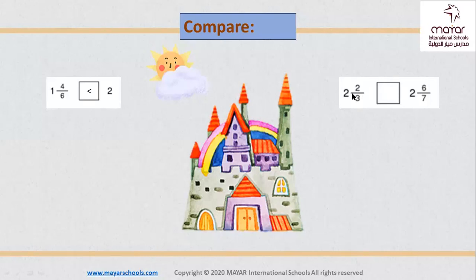And the first number, 2 and what? And 2 with 7 is 14. So we have the first one 14, the second one 18. Which one is bigger? 18. Excellent. 2 and 6 out of 7 is in. Who wants to make the third one? Dana Al-Hajj?